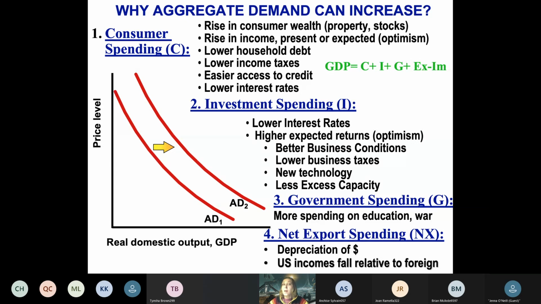So all these are reasons for why consumer spending can increase and therefore shift the aggregate demand to the right. Okay, so there's also business-related demand. Business investment can increase and shift the aggregate demand to the right in response to lower interest rates or higher expected returns in the future.